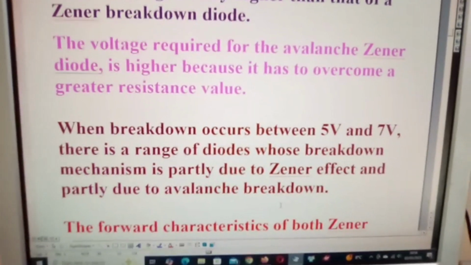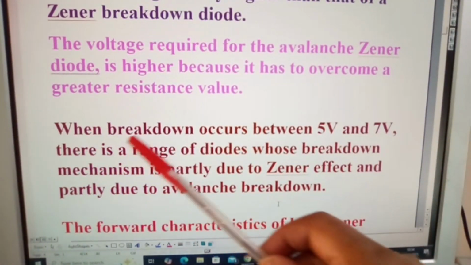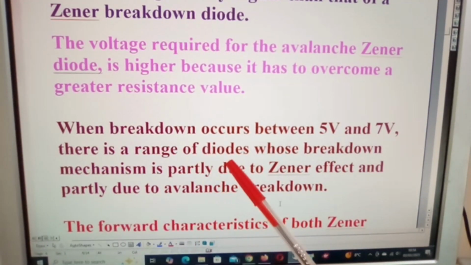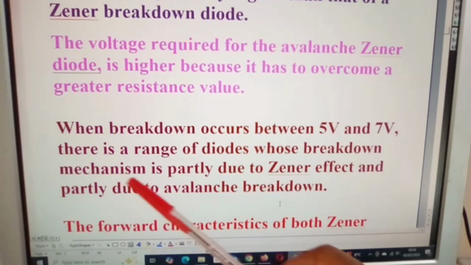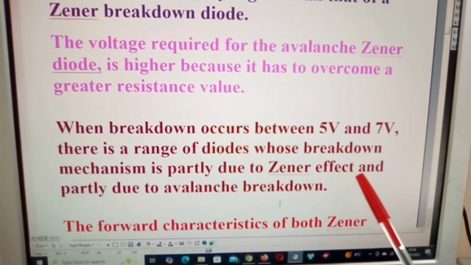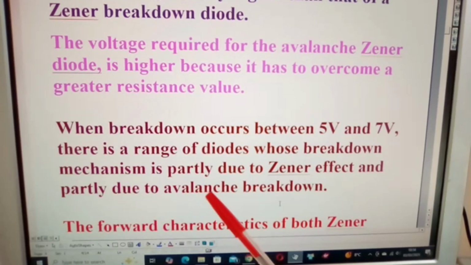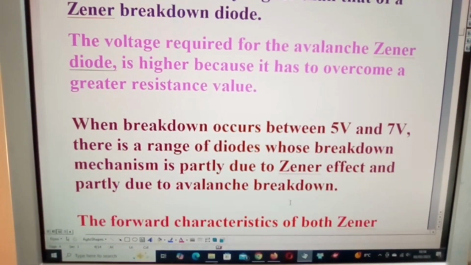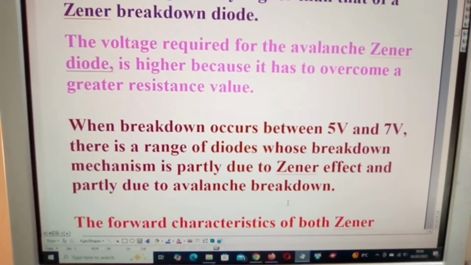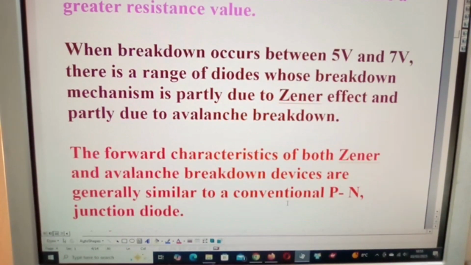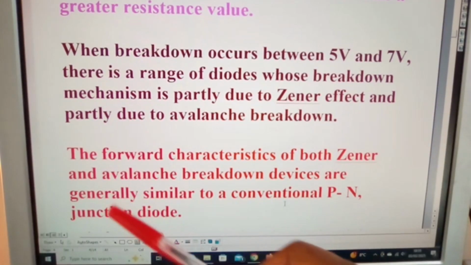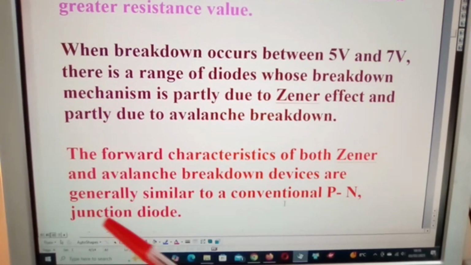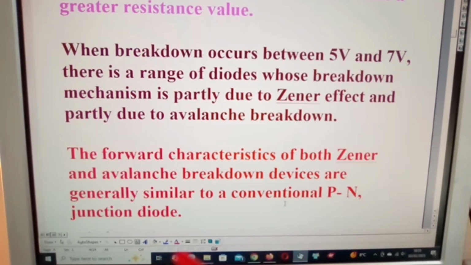When breakdown occurs between 5 volts and 7 volts, there is a range of diodes whose breakdown mechanism is partly due to Zener effect and partly due to avalanche breakdown. The forward characteristics of both Zener and avalanche breakdown devices are generally similar to a conventional PN junction diode.